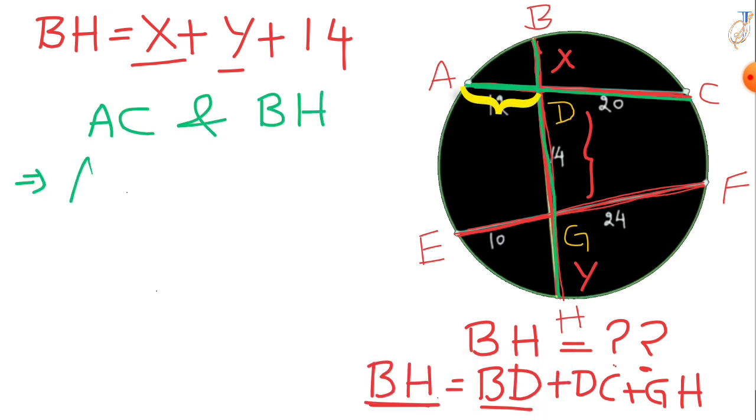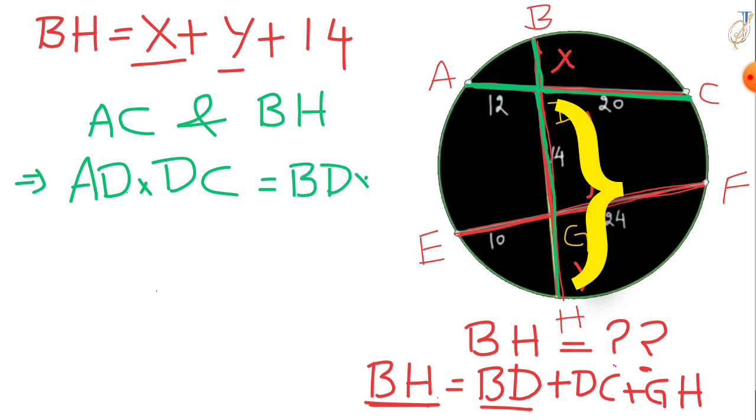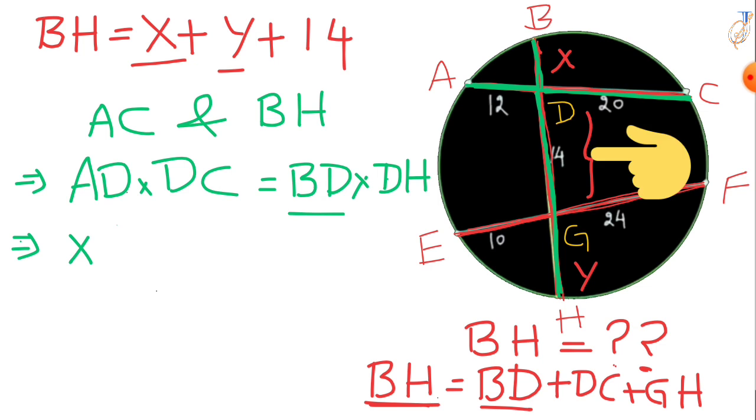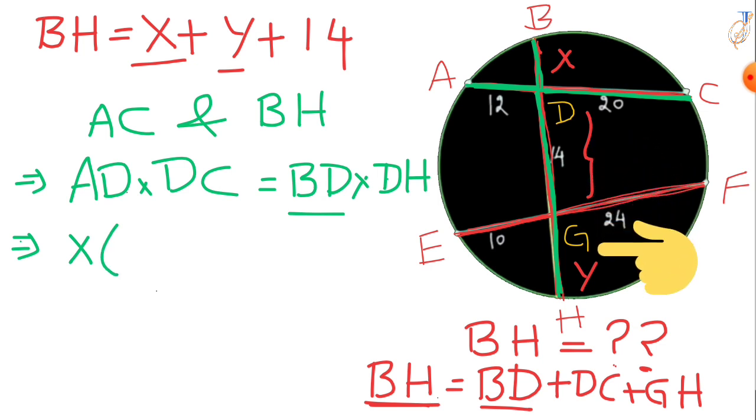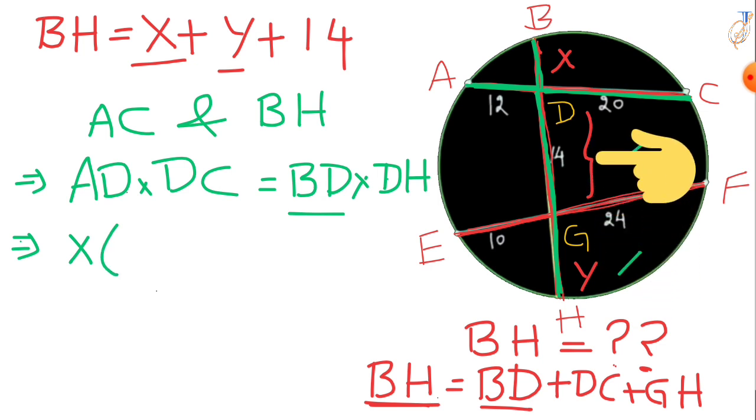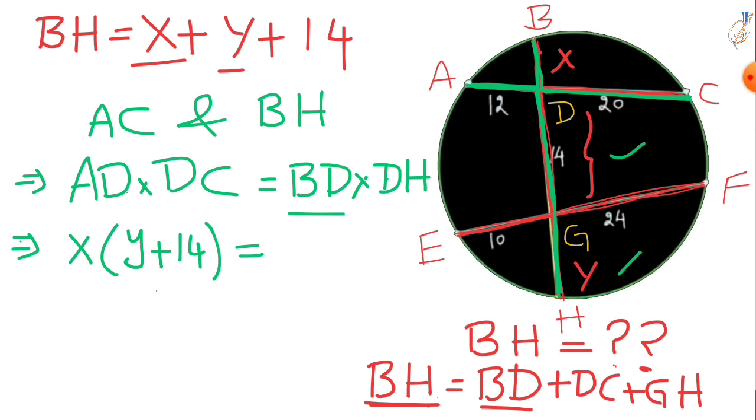AD length multiplied by DC length is equal to BD length multiplied by DH length. BD is X times DH is Y plus 14, which is equal to AD is 12 and DC is 20. This is considered as equation 1.